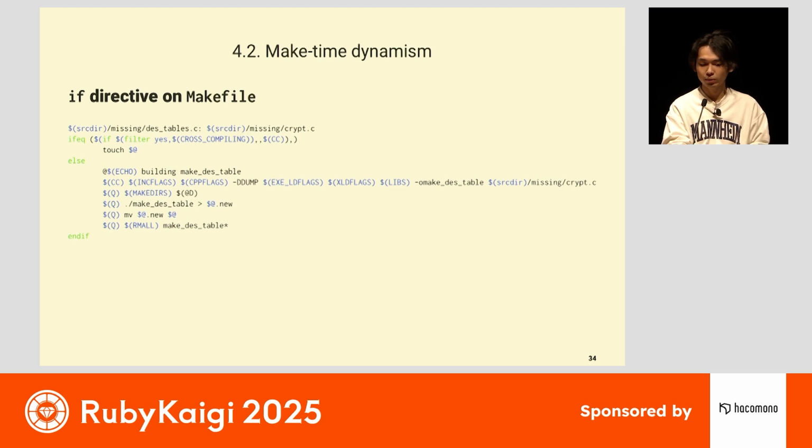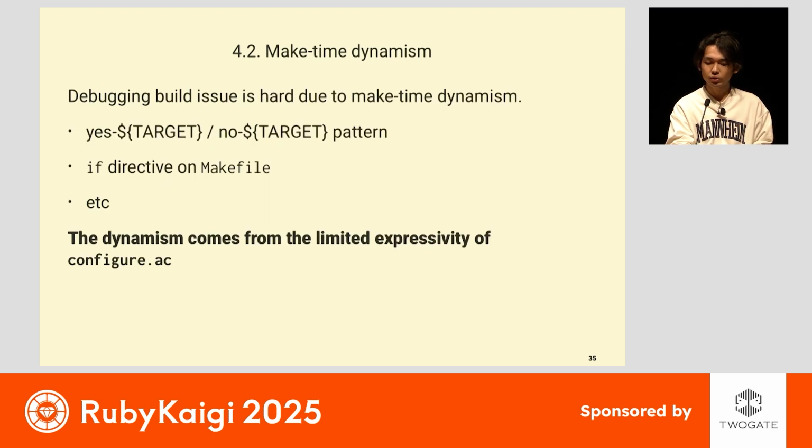Here's another example. This code handles the generation of a C file, but differently depending on whether we are cross-compiling. The condition itself is quite complex, but the main problem is there is no clear way to check which path the build actually took without running the actual build. The root cause of all of this problem is actually the limited expressivity of configure.ac, I think. Because we cannot express all our build logic in the configure phase, we ended up pushing a lot of complexity into the make phase. And this makes the build process harder to understand and debug.